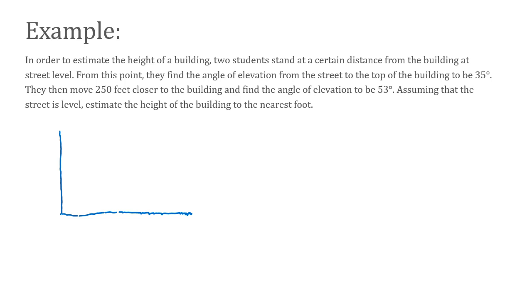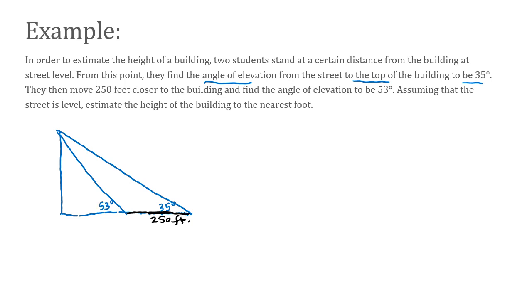Let's see, they find that the angle of elevation from the street to the top of the building is 35 degrees. So angle of elevation, nice little triangle. This is going to be 35 degrees. Okay, then what happens? They move a little bit closer. They move 200 feet. So this piece right here is 250 feet. And now they look up and the angle of elevation to the top of the building is 53 degrees, right?